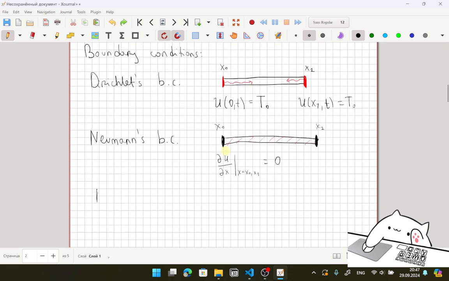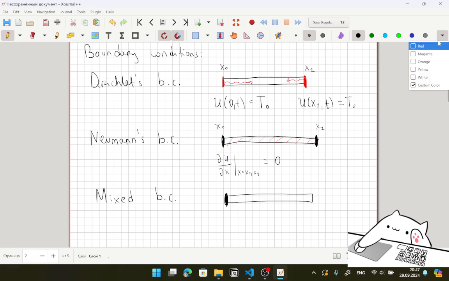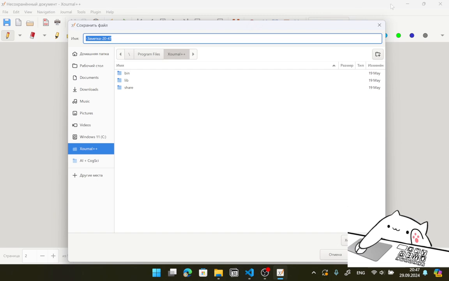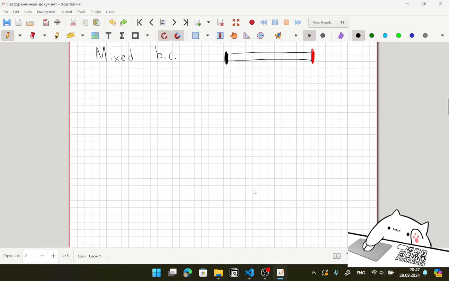Oh, sorry. So we have the next condition called mixed. When we heat up some part, we insulate some part, and another part heats up. It's called mixed. In the 2D case, for example, we have 4 boundaries. You can heat up some boundaries or insulate others.